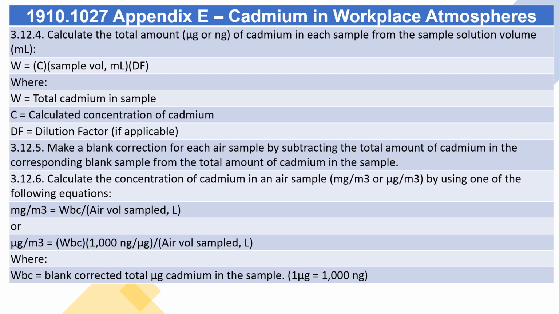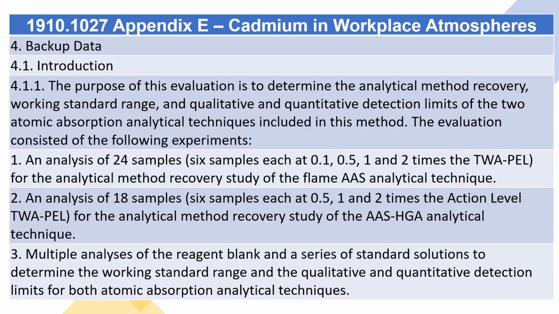3.12.6. Calculate the concentration of cadmium in an air sample, mg/m3 or µg/m3, by using one of the following equations. mg/m3 equals WBc divided by air vol sampled, L, or µg/m3 equals WBc times 1000 ng/µg divided by air vol sampled, L, where WBc equals blank corrected total µg cadmium in the sample. 1 µg equals 1000 ng.